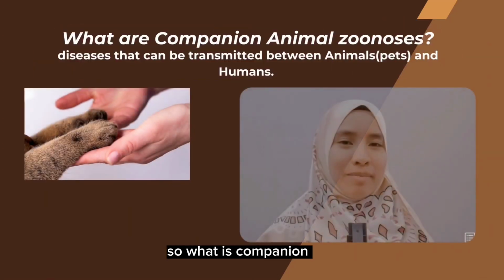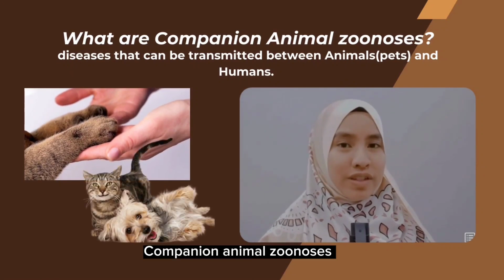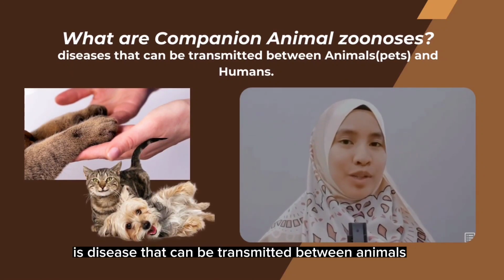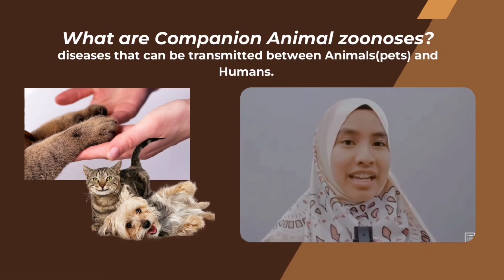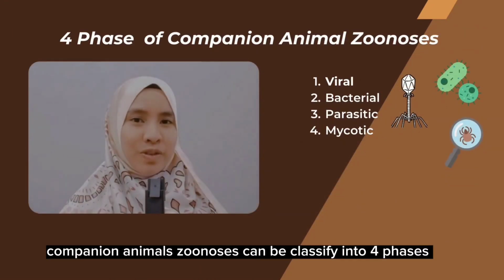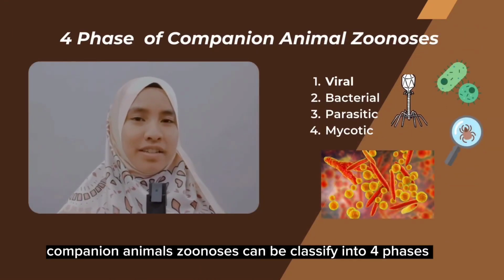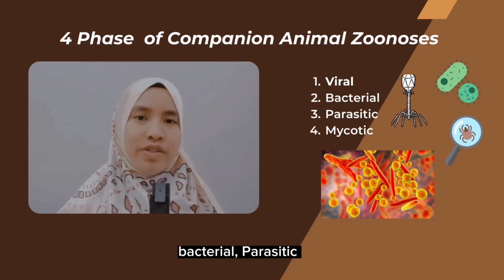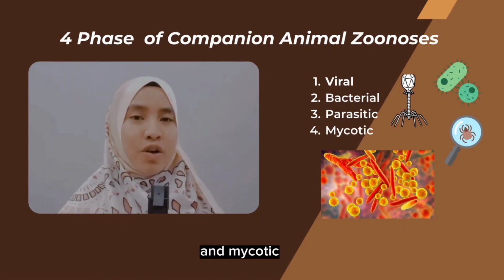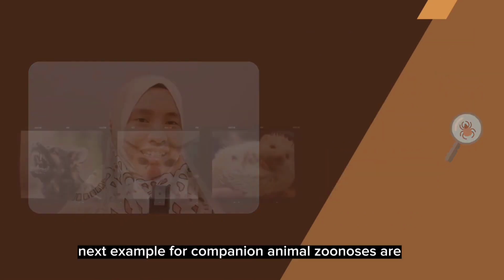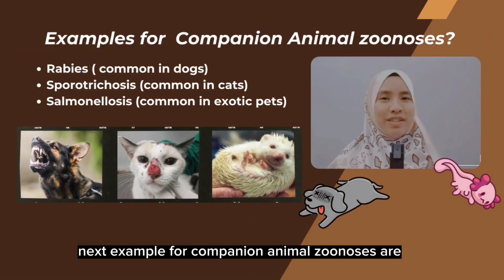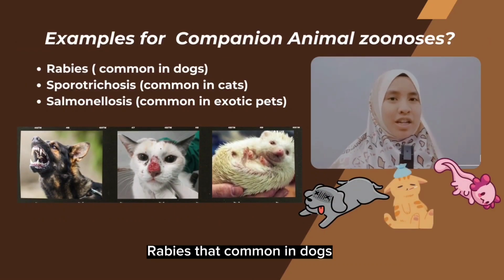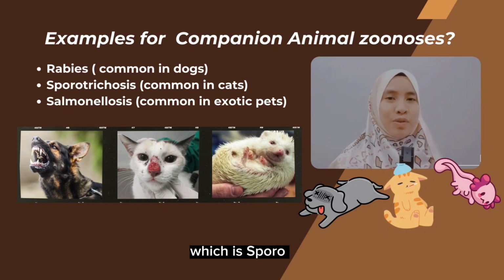So what is companion animal zoonosis? Companion animal zoonosis is disease that can be transmitted between animals, which are pets, and humans. Companion animal zoonosis can be classified into four groups: viral, bacterial, parasitic, and mycotic or unconventional prion. Examples of companion animal zoonosis are rabies, which is common in dogs, sporotrichosis, which is common in cats, and salmonellosis, which is common in exotic pets, and others.